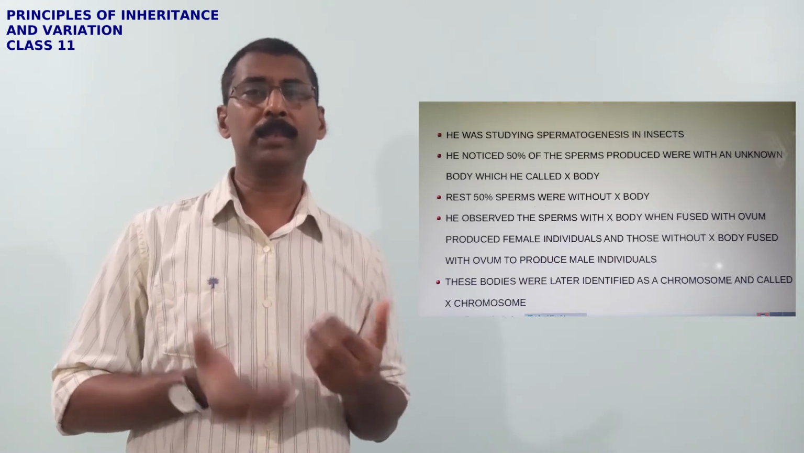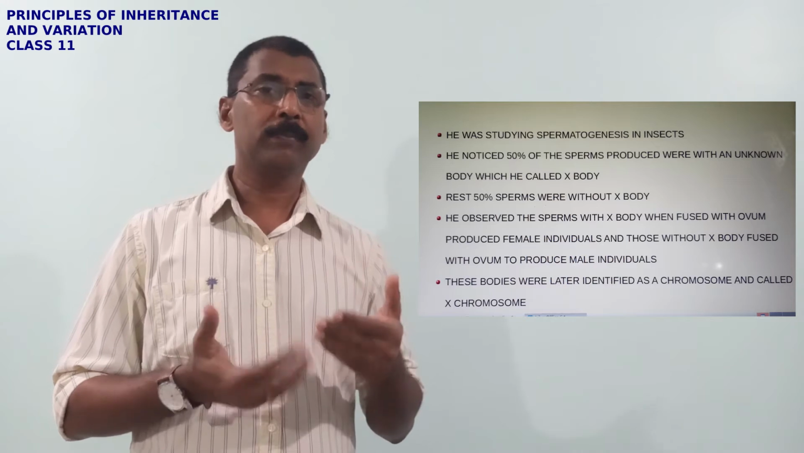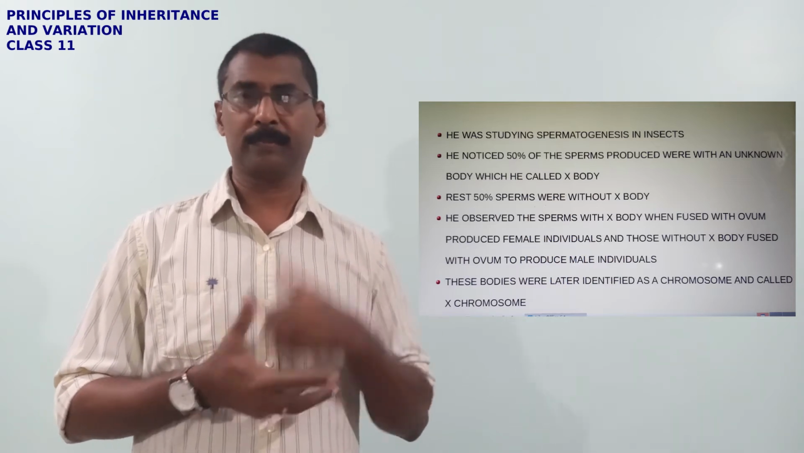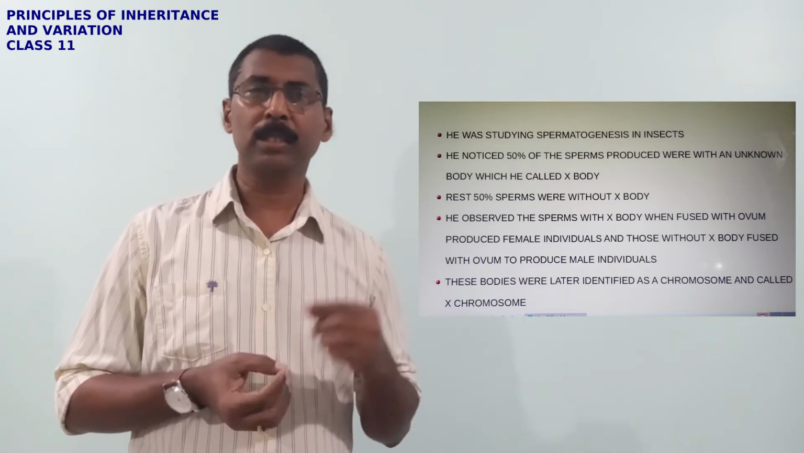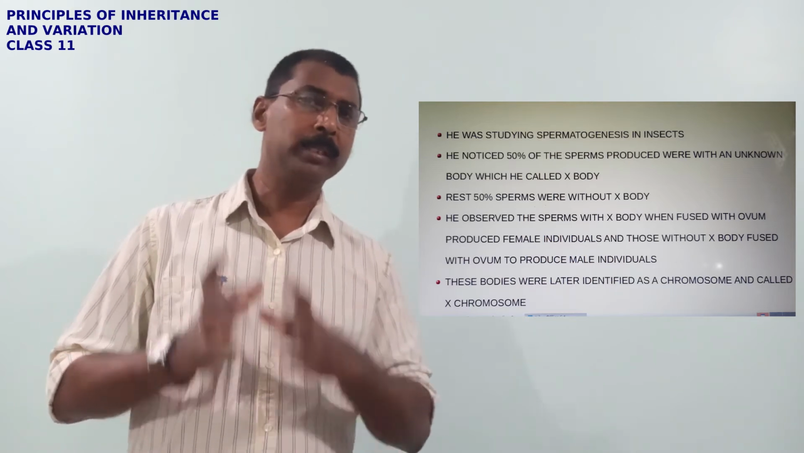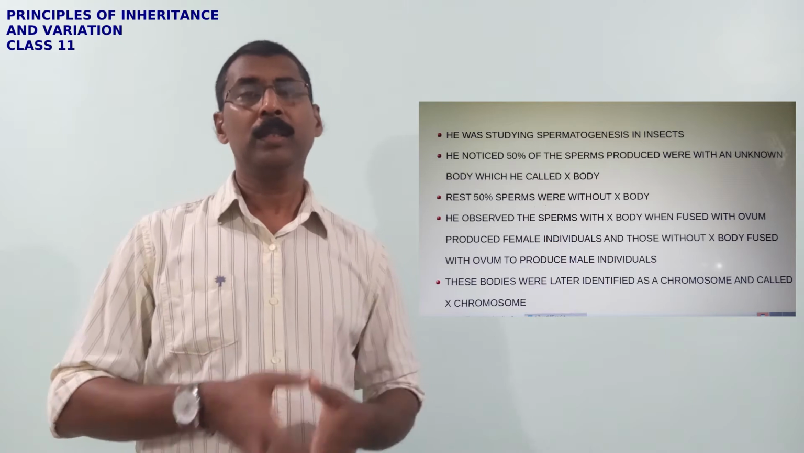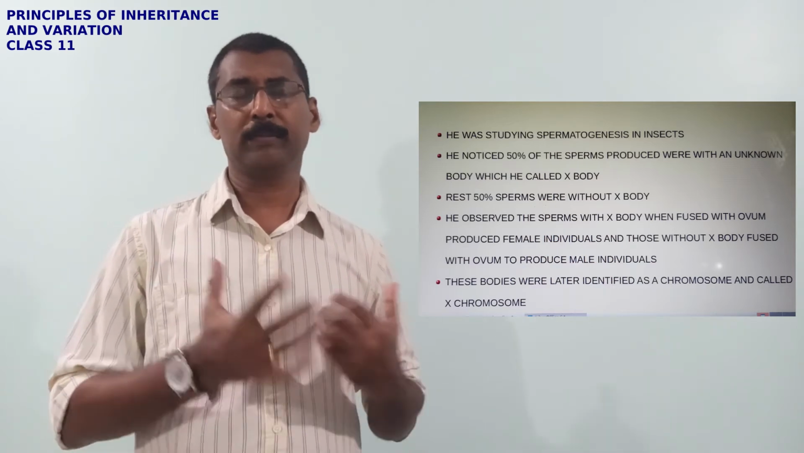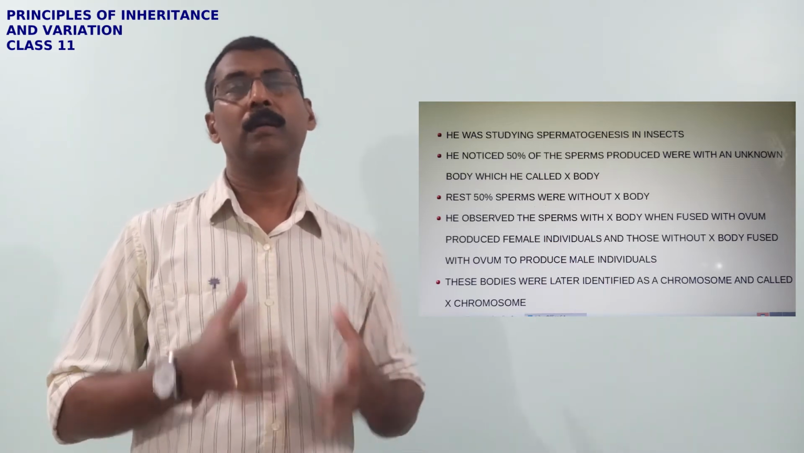It's a common thing among scientists to denote something which is unknown with X. Even in mathematics we use the term X. We say, suppose this value be X, like that. So he called it X body because he did not know what it was.